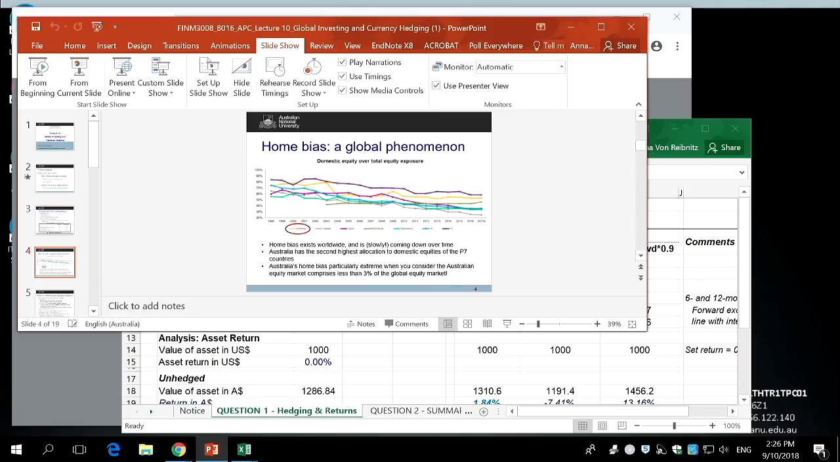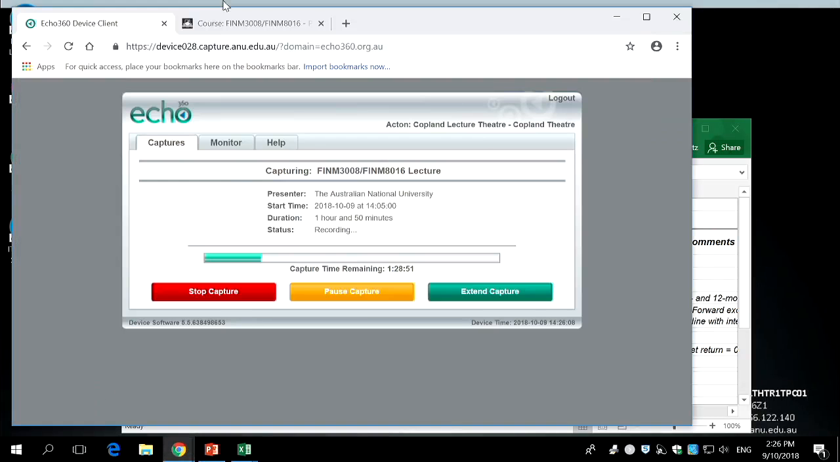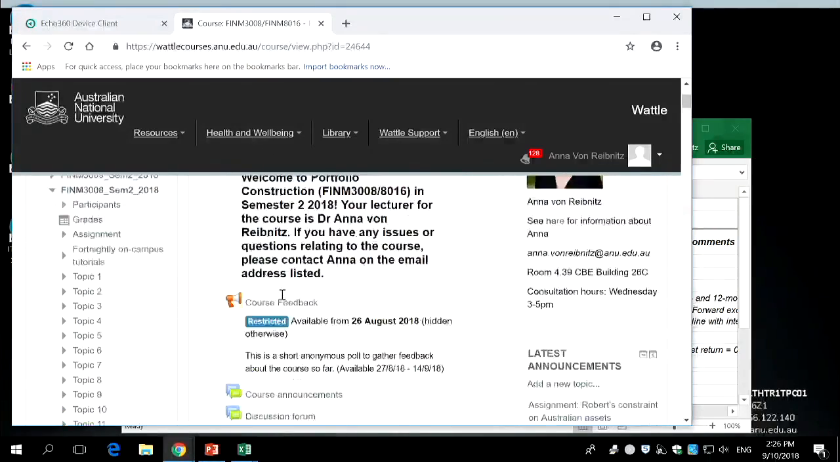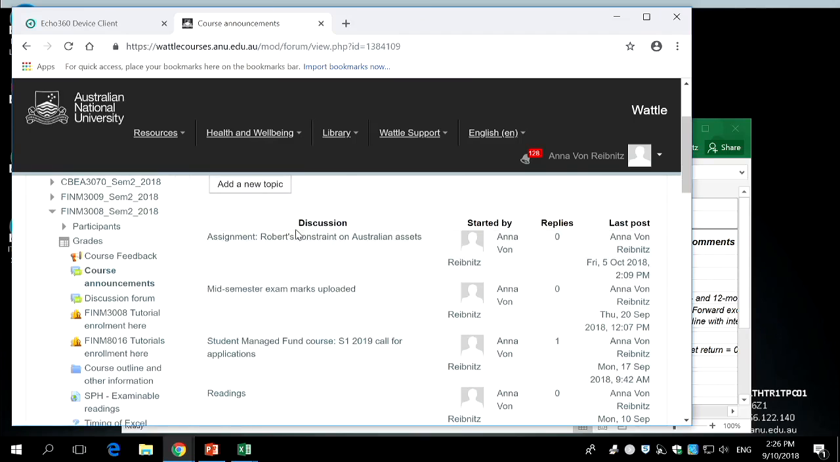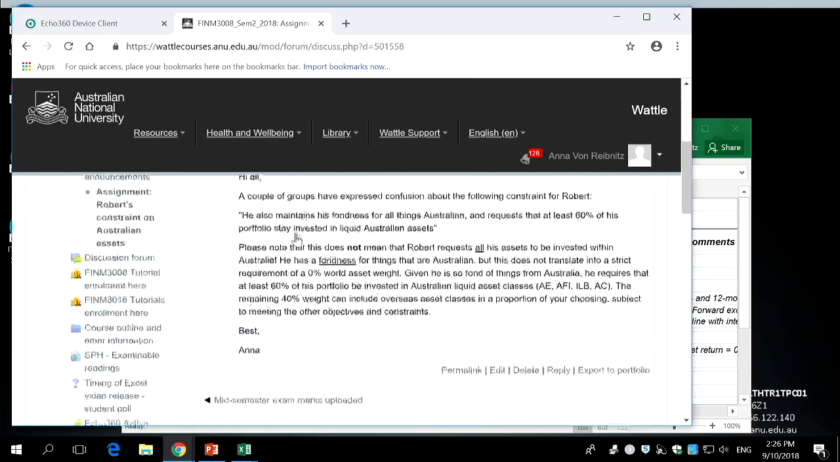By the way, just because it occurred to me, I just wanted to call your attention to a post I put up. I had, I think, 2 groups ask me this, and I'm really glad, in case anyone else is confused. I have a line for Robert that says, he maintains a fondness for all things Australian and requests that at least 60% of his portfolio stay in illiquid Australian assets. It never occurred to me that what I'd written could be read a different way. He has a fondness for all things Australian. I mean that as an expression. He loves Australian things in general. I don't mean all asset classes.